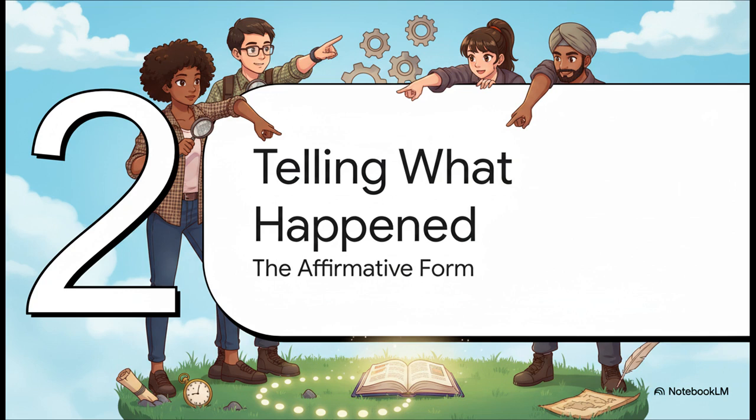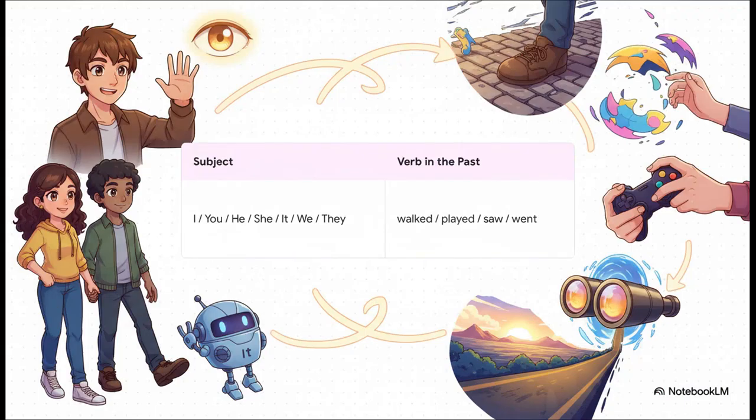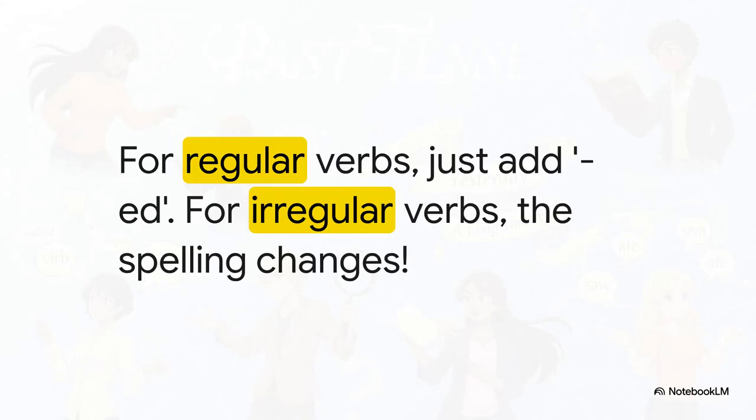This is called the affirmative form. Take a look at this. What's really great is how simple the structure is. It doesn't matter who we're talking about. I, you, he, she, they. It's all the same. You just take the subject and use the past tense version of the verb. It's that easy. And here's the one rule you have to know.